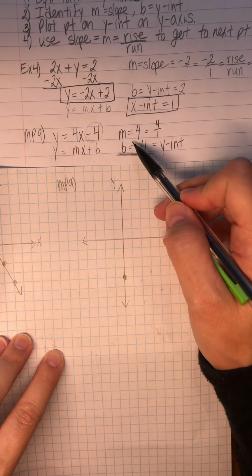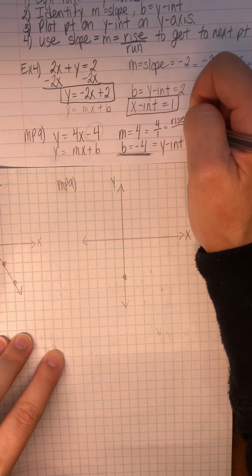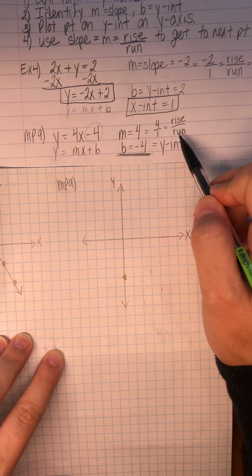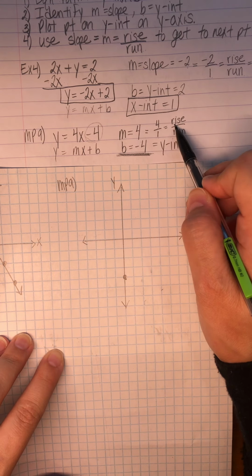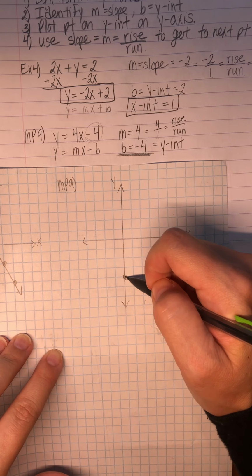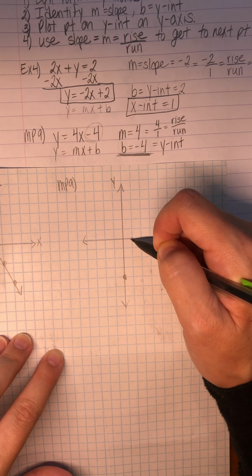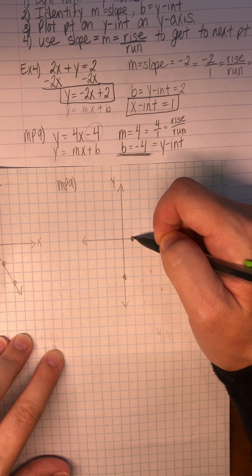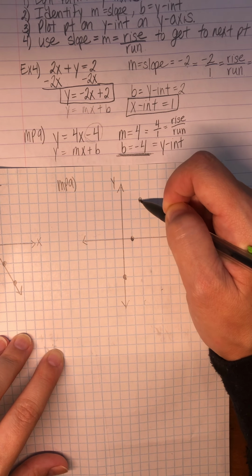Let's go to the next part. We're going to use our slope now. Remember, our slope we're going to use as rise over run. So my rise is 4 and my run is 1. They're both positive. I'm going to rise up and run to the right. So I'm going to rise 4, 1, 2, 3, 4, and run to the right 1. Plot your point. Let's do it again. We're going to rise 4, 1, 2, 3, 4, and go to the right 1.